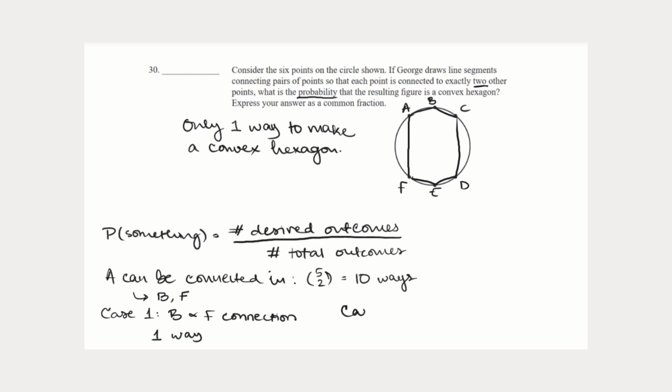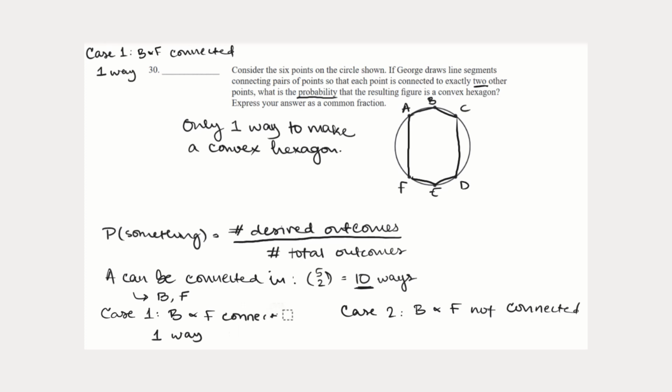Okay, but what if B and F are not connected? In that case, B can be connected to C, E, or D. But then F could also be connected to C, or E, or D, and you don't know if they're sharing the point they're connected with. So that's going to be a new case. So here I'm going to list what we have for our cases. Case 1, B and F connected. And notice that we're going to have to multiply everything by 10 at the end, because regardless of these cases, A can always be connected in 10 ways. So I'm going to say one way here.